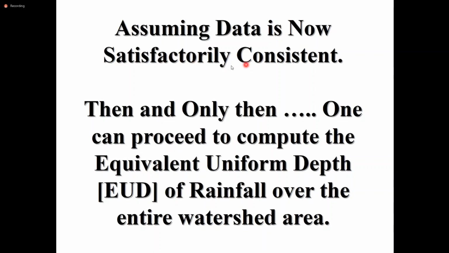Okay, so if the data is satisfactorily consistent, that means our data is complete, our data is of good quality by doing this double mass curve or consistency test. Then and only then you can proceed to find the depth of rainfall over the watershed. That's very important. That then and only then.